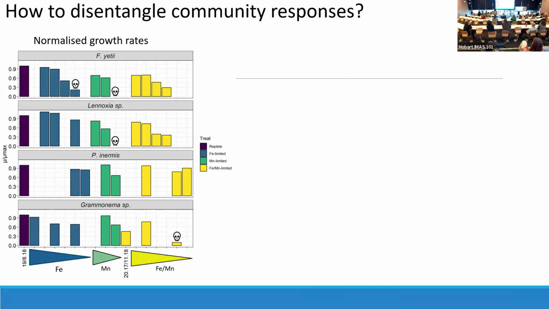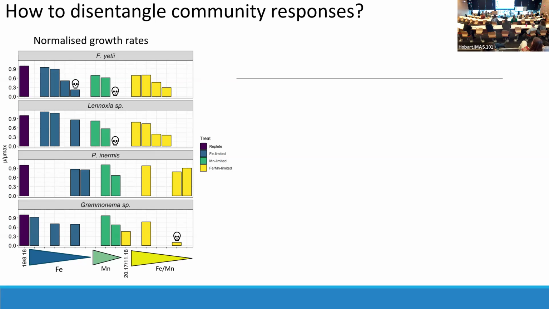If we take this in a simpler way, take the color as the type of limitation that I was intending to have. Blue, I was trying to iron limit the algae. Green, I was trying to manganese limit. And yellow, I was trying to co-limit them. The purple one is the replete treatment, where they had everything that they could need, to compare against. The more you move towards the right of the color, the more limiting the treatments become. And when there's a skull, it obviously means that the algae didn't manage to survive this treatment.